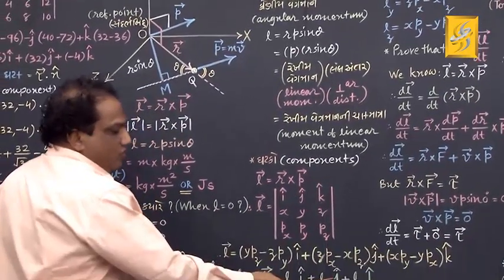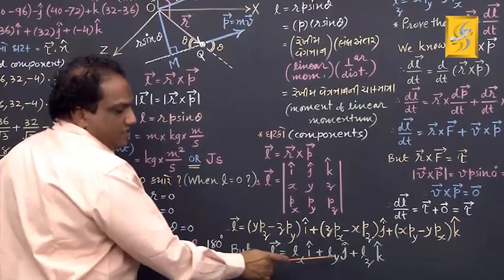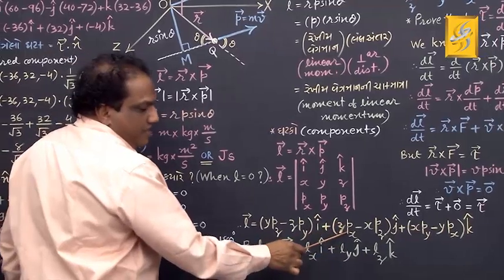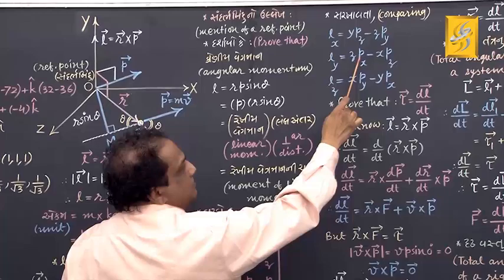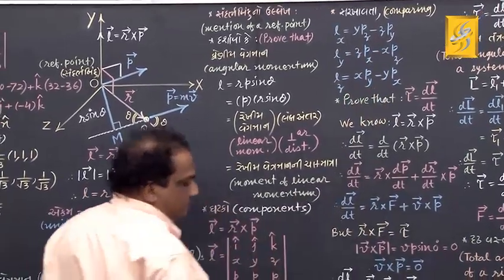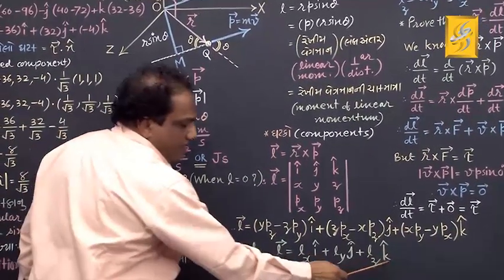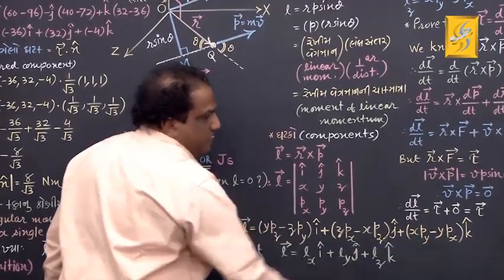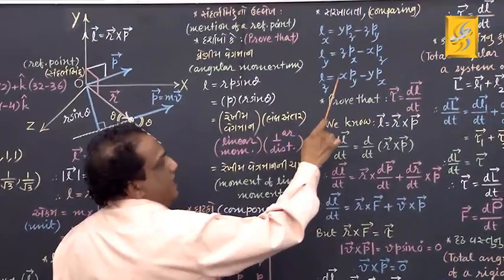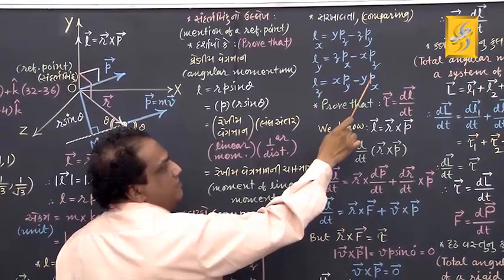Similarly, compare the coefficients of j hat. Here it is Ly and here it is z px minus x pz. So Ly equals z px minus x pz. Now compare the coefficients of k hat. Lz equals x py minus y px.